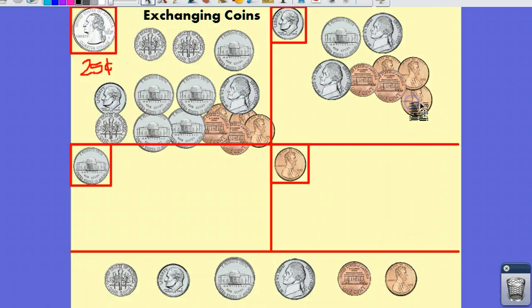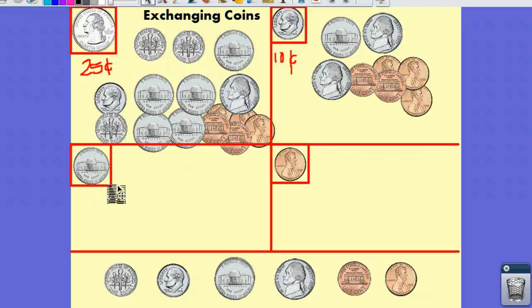It would be the same as a nickel, so it would be 5, 6, 7, 8, 9, 10. That's also the same as 10 cents because remember, our dime is worth 10 cents. So 5, 10. This is also 10. Another way would be to have all pennies, and that would be 10 pennies.